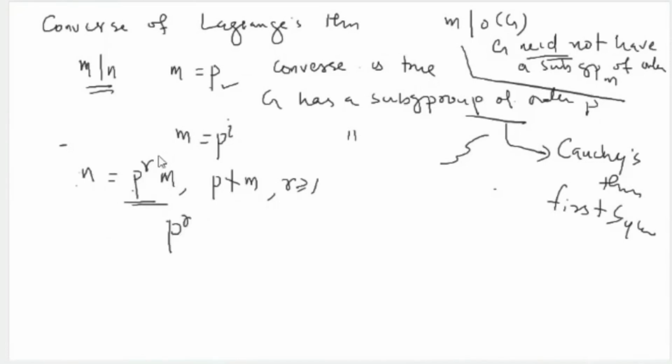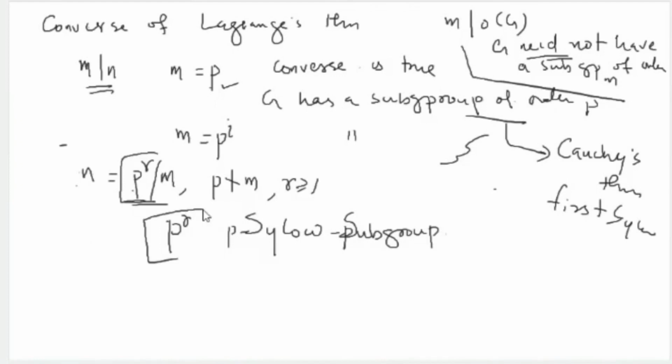It is the maximum power of p that divides n. Any subgroup of that order is called a Sylow p-subgroup. This is one way we can define it. Both terms are used: p-Sylow subgroup or Sylow p-subgroup. So, what is the maximum power of the prime p dividing the order of the group?